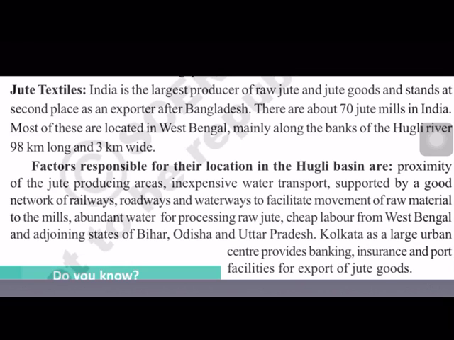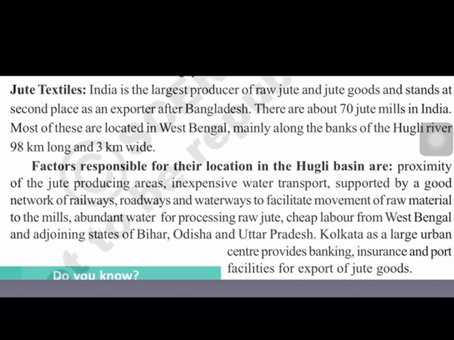Now let us see what factors are responsible for their location in the Hooghly Basin. First, proximity to the jute producing areas, because jute is produced abundantly in the Hooghly Basin. So near that area, the jute industry is also located. Proximity means nearness. Second, inexpensive water transport. Hooghly is a river and it provides cheap water transport.